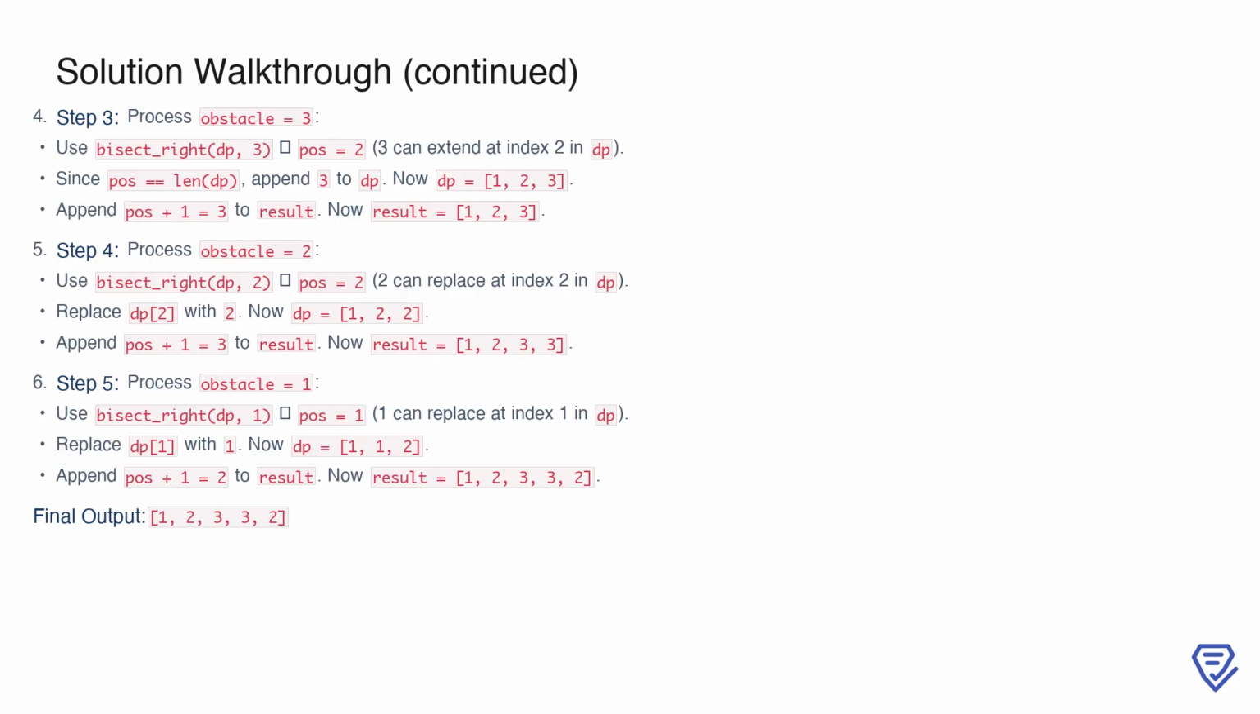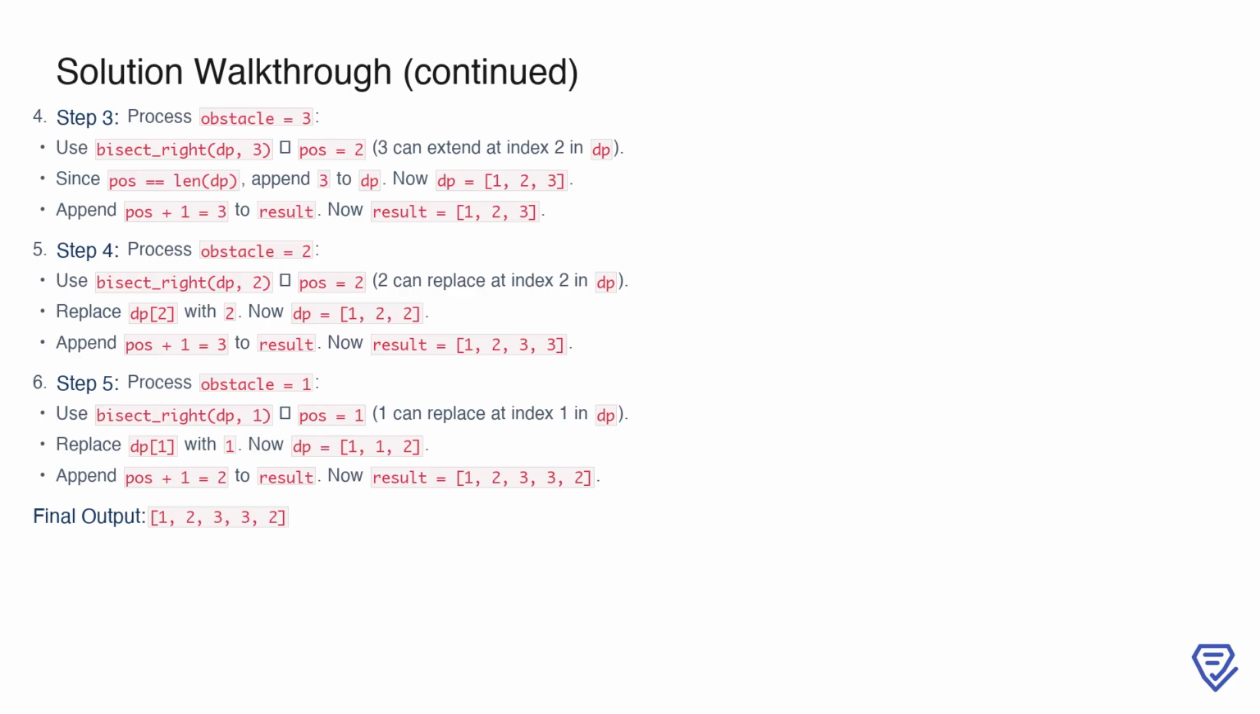For the next obstacle, 2, we use bisect_right on dp with 2, which gives pos equals 2, indicating that 2 can replace the value at index 2 in dp. This replacement updates dp to 1, 2, 2. We append pos plus 1, which is 3, to result, resulting in 1, 2, 3, 3. Finally, for the obstacle 1, using bisect_right on dp with 1 gives pos equals 1, so 1 replaces the value at index 1 in dp. This updates dp to 1, 1, 2. We append pos plus 1, or 2, to result, giving us the final output for this example, 1, 2, 3, 3, 2.